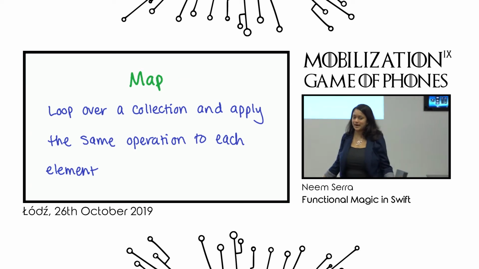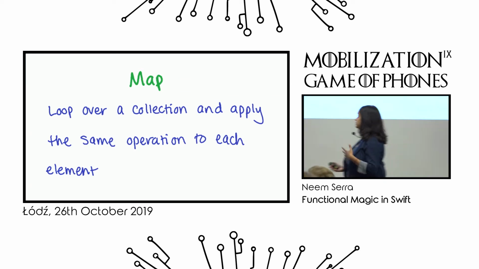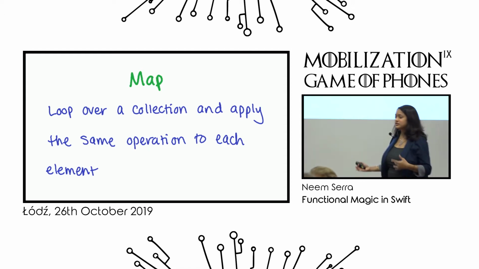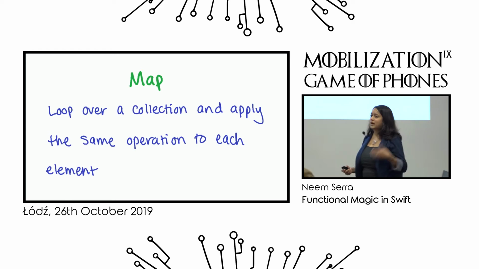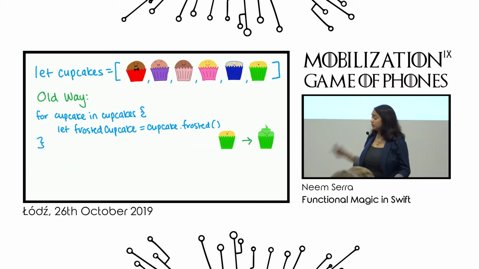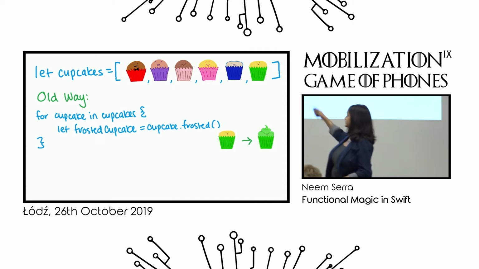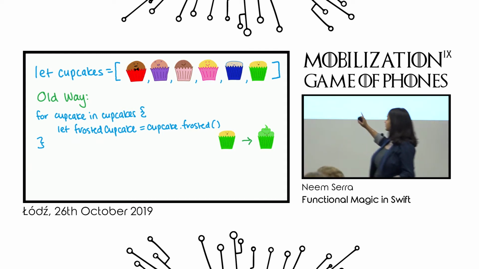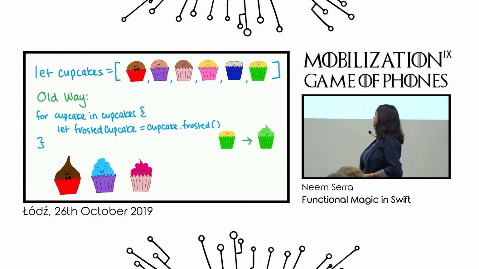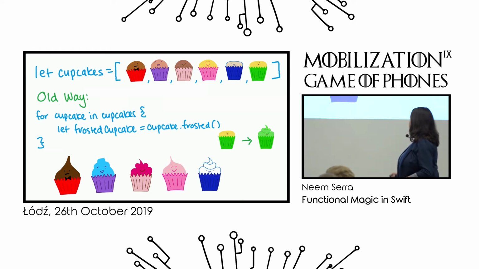Okay, so let's talk about map first. Map is just looping over a collection, which could be something like an array or a dictionary, and then applying the same operation to each of the elements. So the old way we would do this, if I wanted to frost my entire box of cupcakes, I would say for cupcake in my array of cupcakes, let frostedCupcake equal cupcake.frosted, and I would frost each cupcake. And so we would go through and we would frost every single one of these cupcakes.